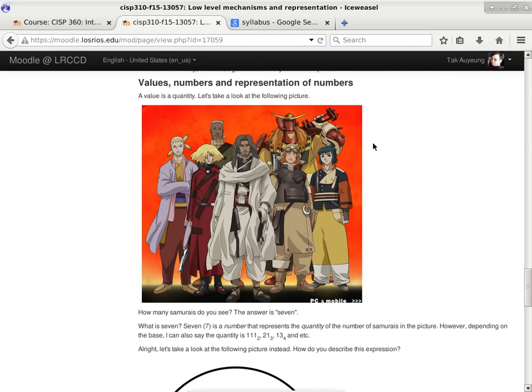When you hear the word 7, it's just a sound wave, right? It's just a variation, the change of air pressure. That's physically what 7 is. This is just visually what 7 is. But what exactly is 7? What is the meaning of 7? How many samurais are here? 7. There's 7 samurais. So 7 is a value. The value of 7, the number of samurais in that picture, and by the way that's anime, is called Naruto. 7 samurais.